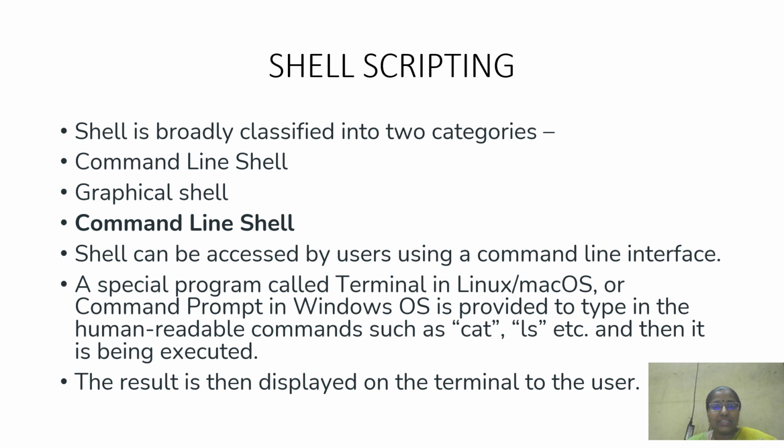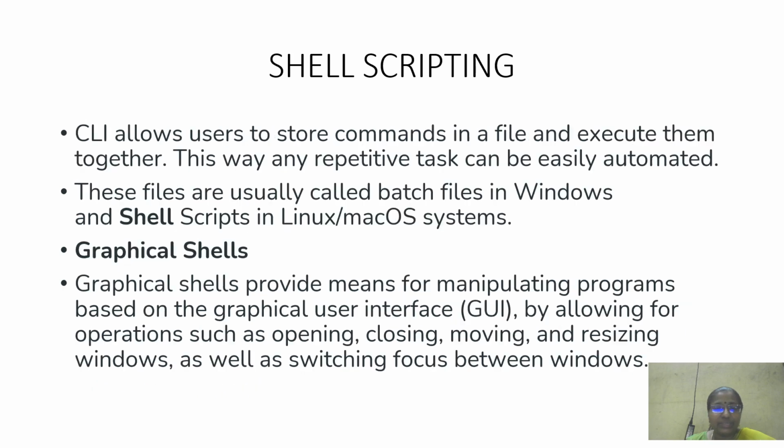So for running the OS, you have to install any one distribution: Red Hat Linux or Ubuntu or any other distribution you can download. From there, you can access a special program called a terminal in Linux or Mac OS, or command prompt in Windows OS, which is provided to type in human-readable commands. The result is then displayed on the terminal to the user.